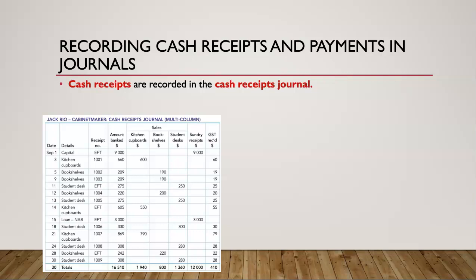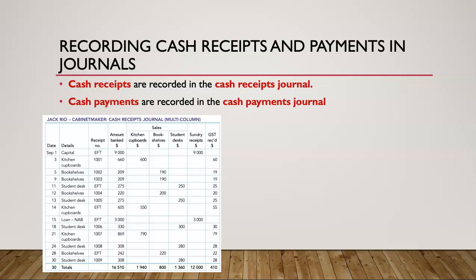So if we look at the September 1st transaction, that's in the sundry receipts column for $9,000. What was that for? Capital. What do we mean by capital? If you remember the last slide, our business owner has given cash in terms of a capital contribution. At the end of the month, at the end of the period, we'll tally up all our columns and in the totals row, the amount banked, in this case 16,510, should equal the sum of all the other columns. And if you pause this video and got your calculator, you would find out that the 5 columns equal 16,510.